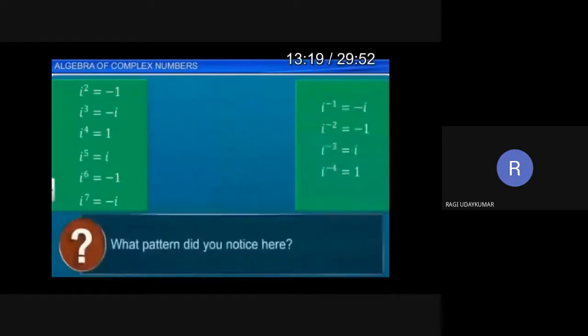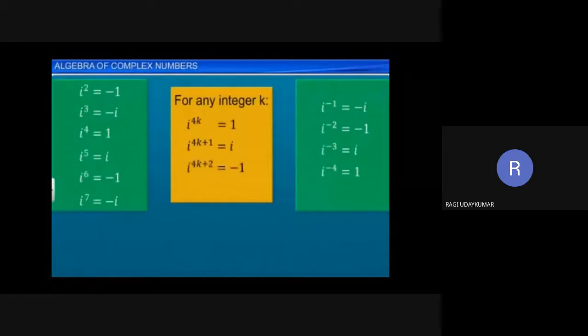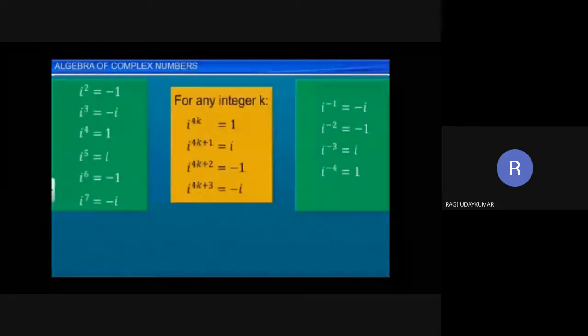So these are the values for any integer power, i power minus 4 equals 1. So what is the pattern? I to the power of a multiple of 4 equals 1. I to the power of a multiple of 4 plus 1 is i. I to the power of a multiple of 4 plus 2 is minus 1. I to the power of a multiple of 4 plus 3 is minus i. For an even power, whatever the form, you get minus 1 or 1. I to the power of minus 1 is in the form of 4k plus 3.